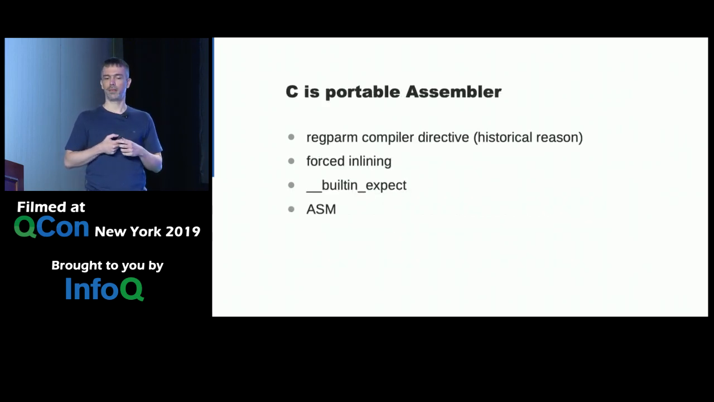Another thing is, and this is a humorous observation by Willy, and we use it quite a lot, and that's that C is a portable assembler. And we can take a look at a couple of examples why this is the case and how we use it. The first one is a historical one, or a legacy reason, and you find it in the code still. And this is the regparm compiler directive.